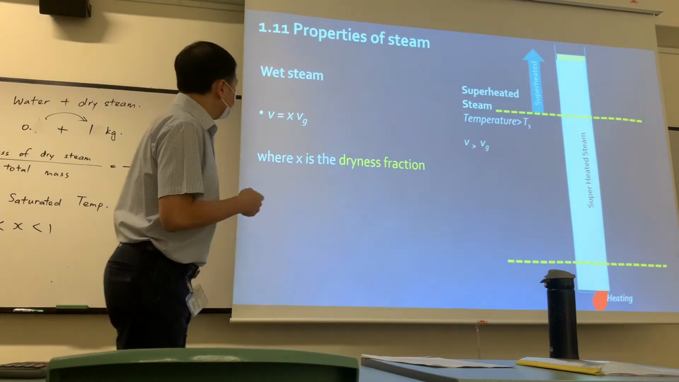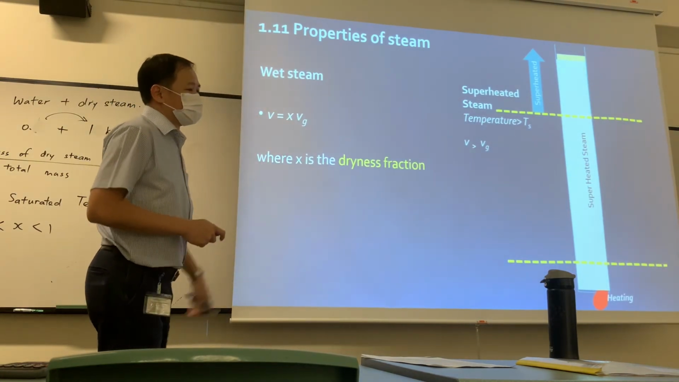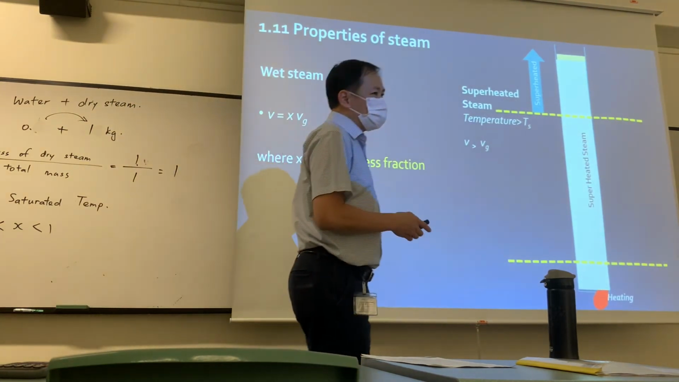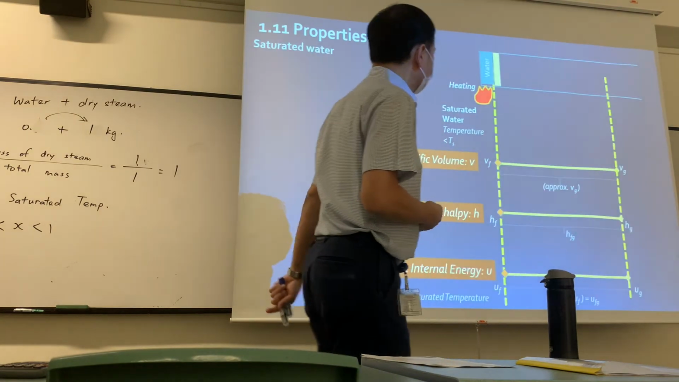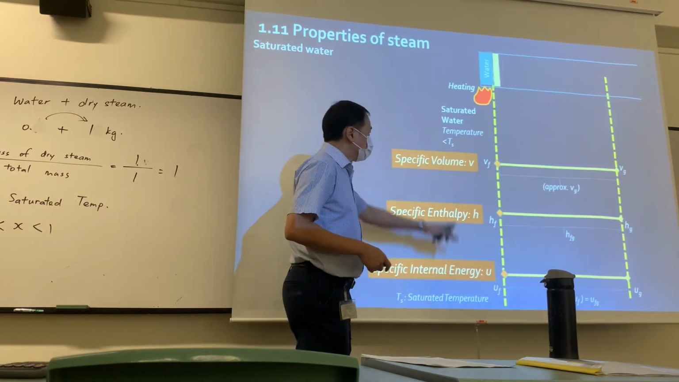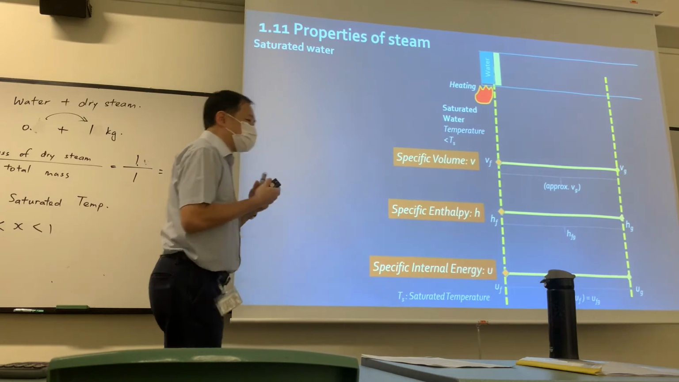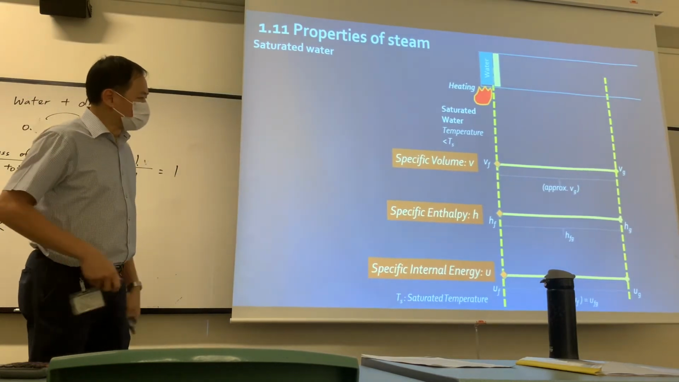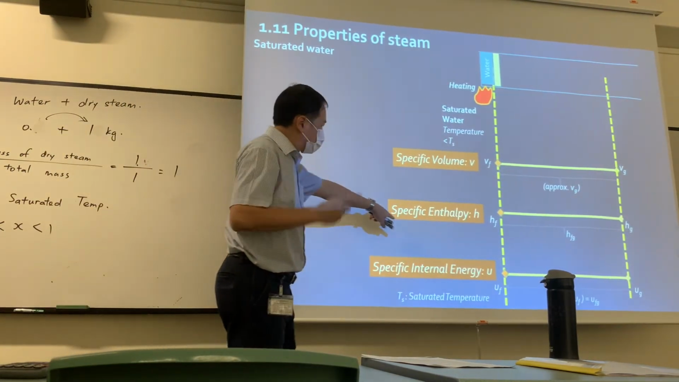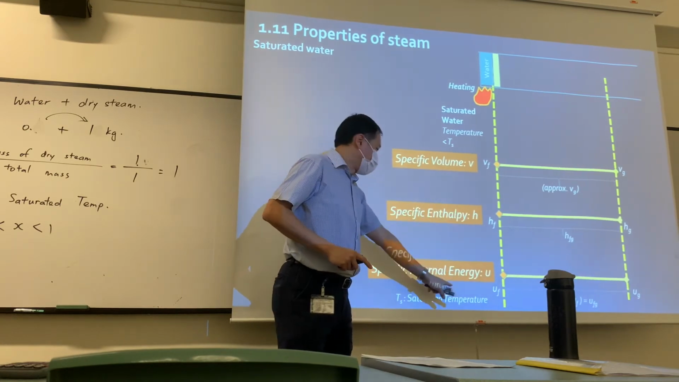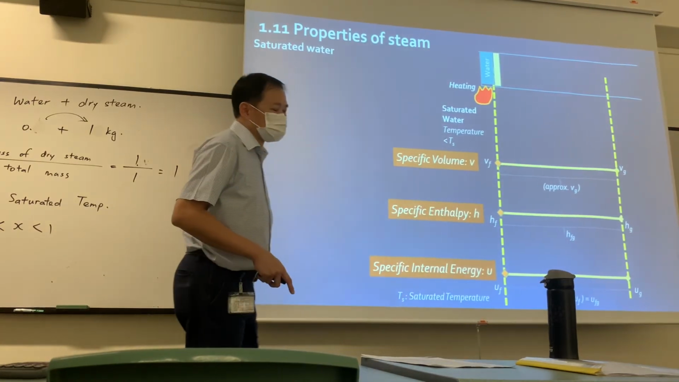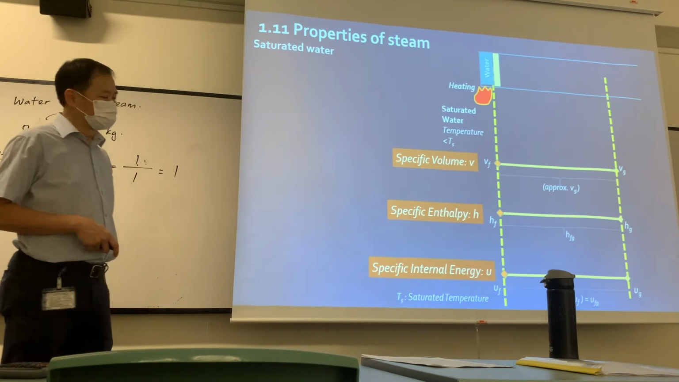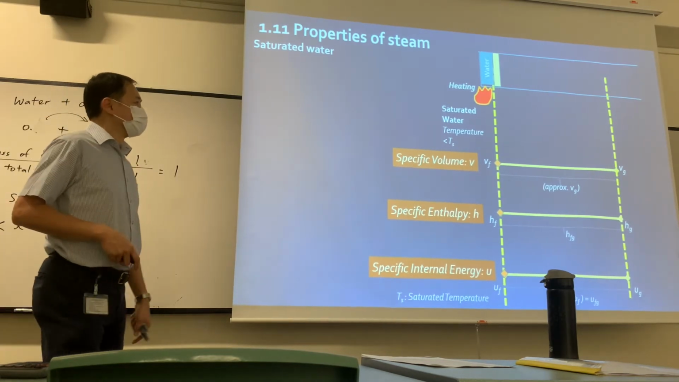So in this case I only talked about volume. Let's put two more thermal properties into the picture. Just now I only talked about the volume aspect, because volume you can see easily. Now I'm going to talk about two more properties, which are enthalpy and internal energy. These two are very commonly used in your calculations.